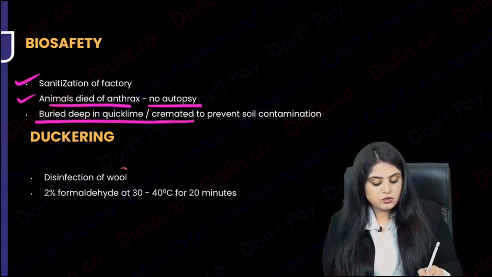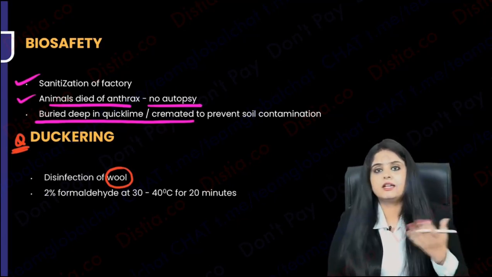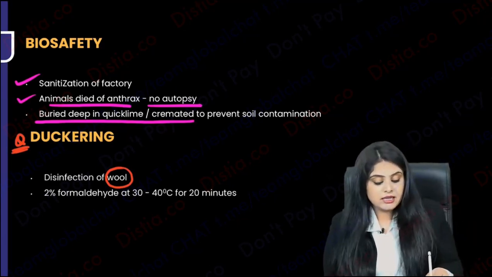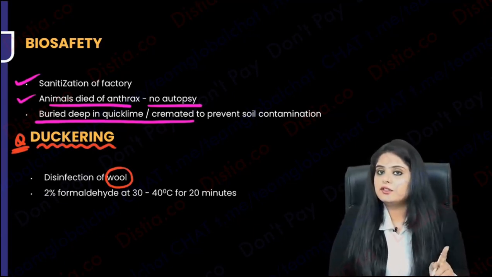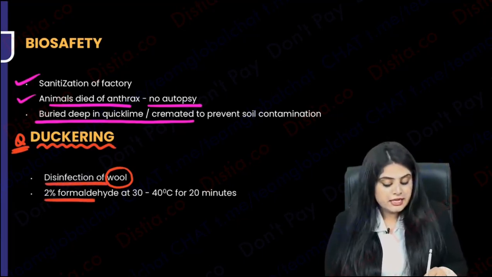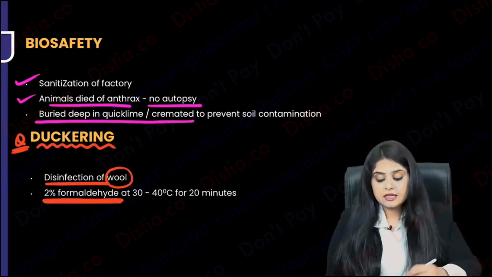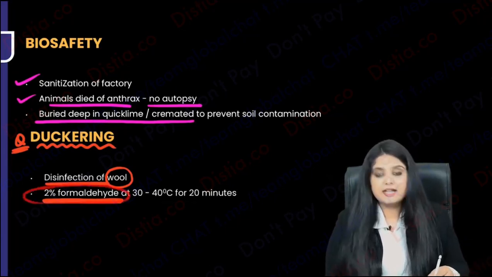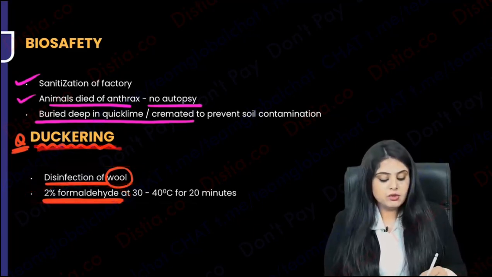Also, because I just told you people working in the wool industry, this is a question. Look, biosafety, I told you for your knowledge that sanitizing the factory and all is important. But the question that will come is: what is duckering? Now we all know people working in the wool industry are at risk of this disease. So you will have to disinfect the wool. How do you disinfect wool? It is done by formaldehyde, and when you go to your sterilization and disinfection chapter, I have taught you that one of the uses of formaldehyde is the disinfection of wool, and disinfection of wool is known as duckering.